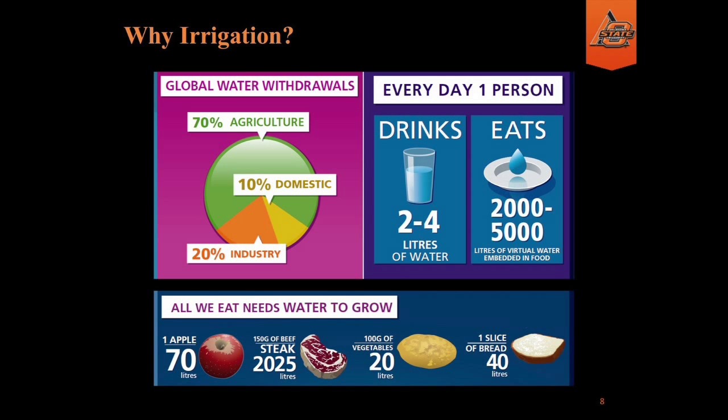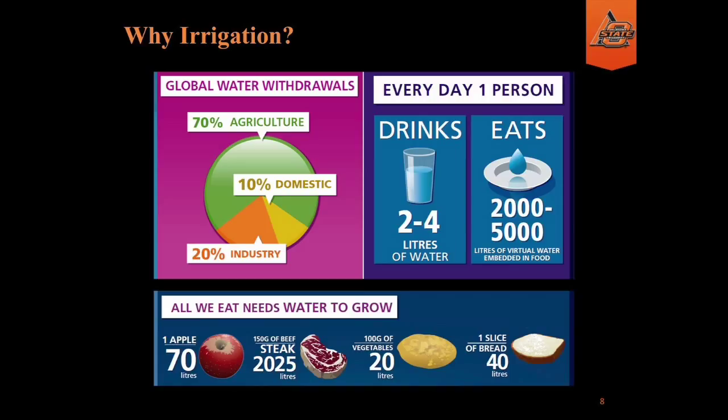But why is irrigation important? This is an in-service training on groundwater. Why are we talking about irrigation? So let's start with the global scale. On a global scale, 70% of total water withdrawals are for agricultural purposes. That's a big, big portion, because we use a lot of water.